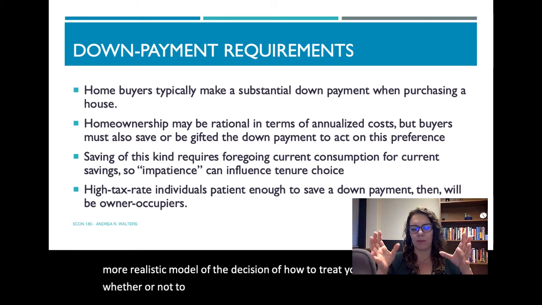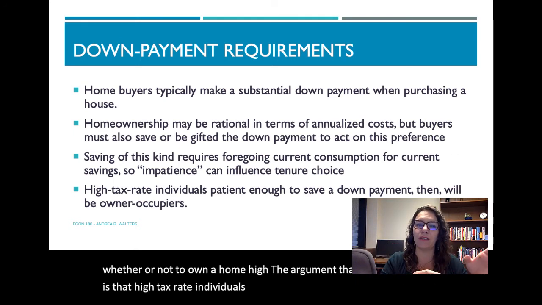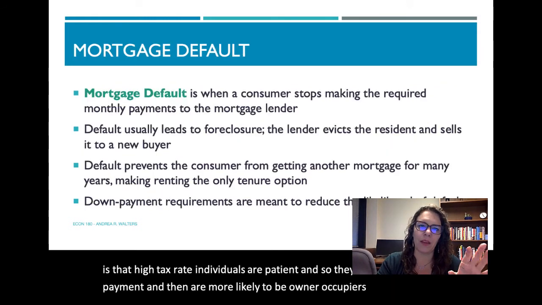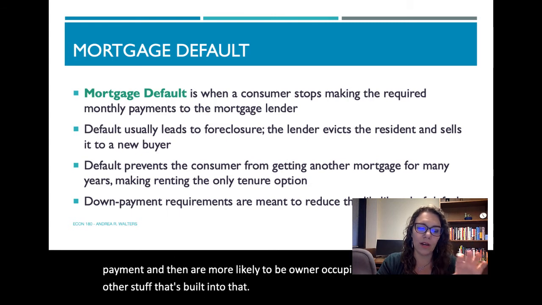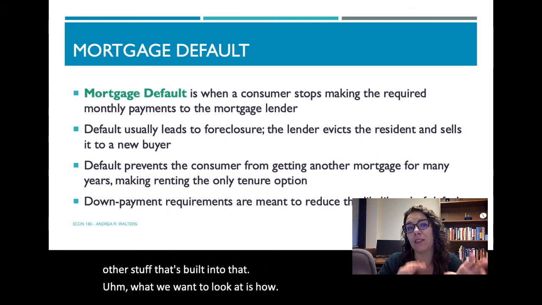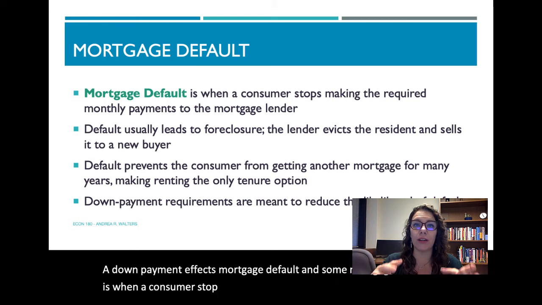The argument that the book makes is that high tax rate individuals are patient and so they save a down payment and then are more likely to be owner occupiers. But there's other stuff that's built into that. What we want to look at is how a down payment affects mortgage default. And so mortgage default is when a consumer stops making the required mortgage payments on their home loan.